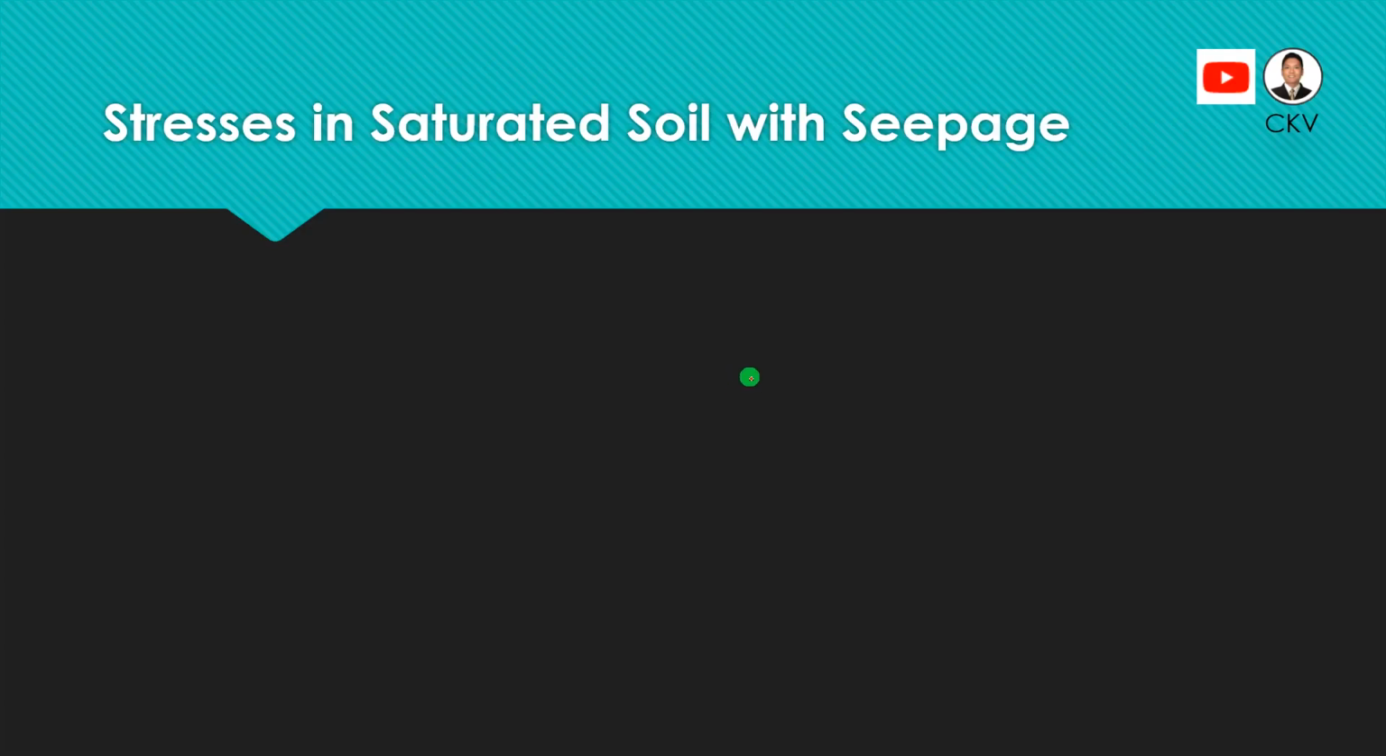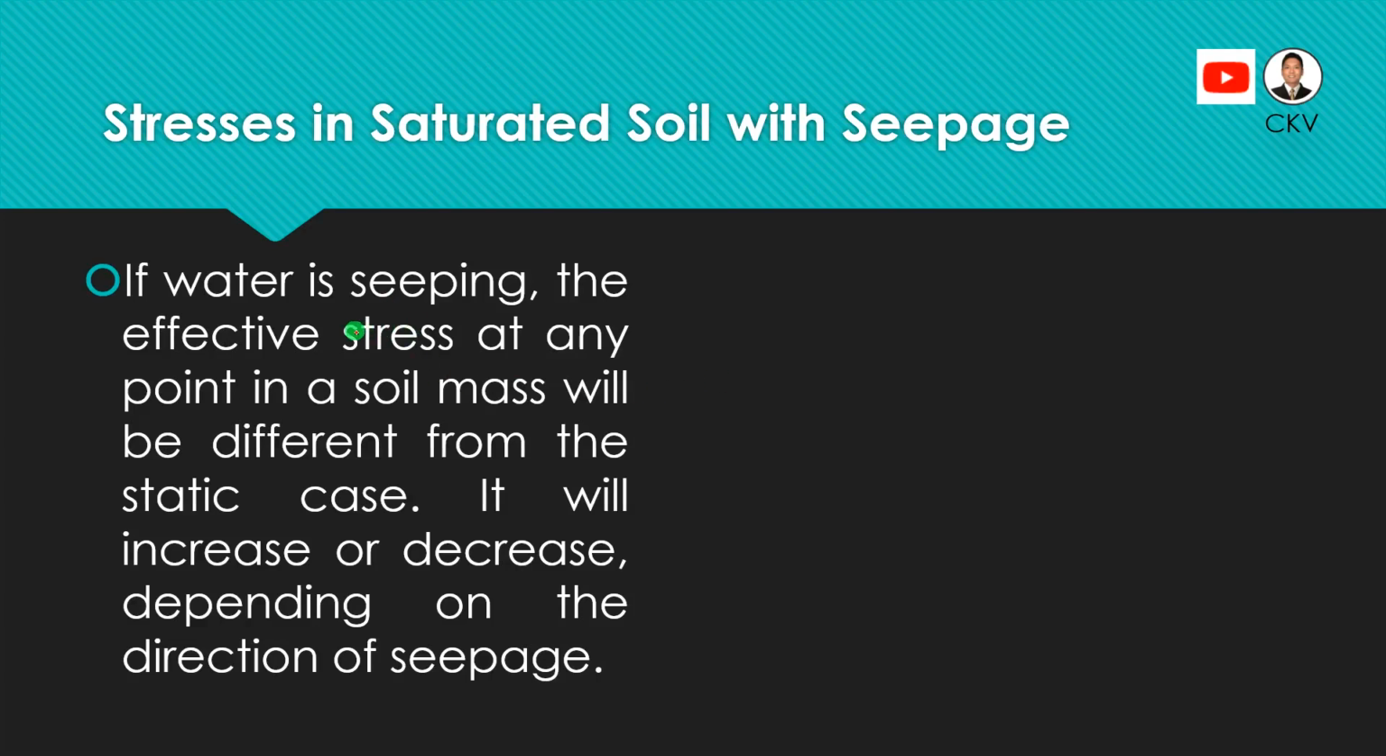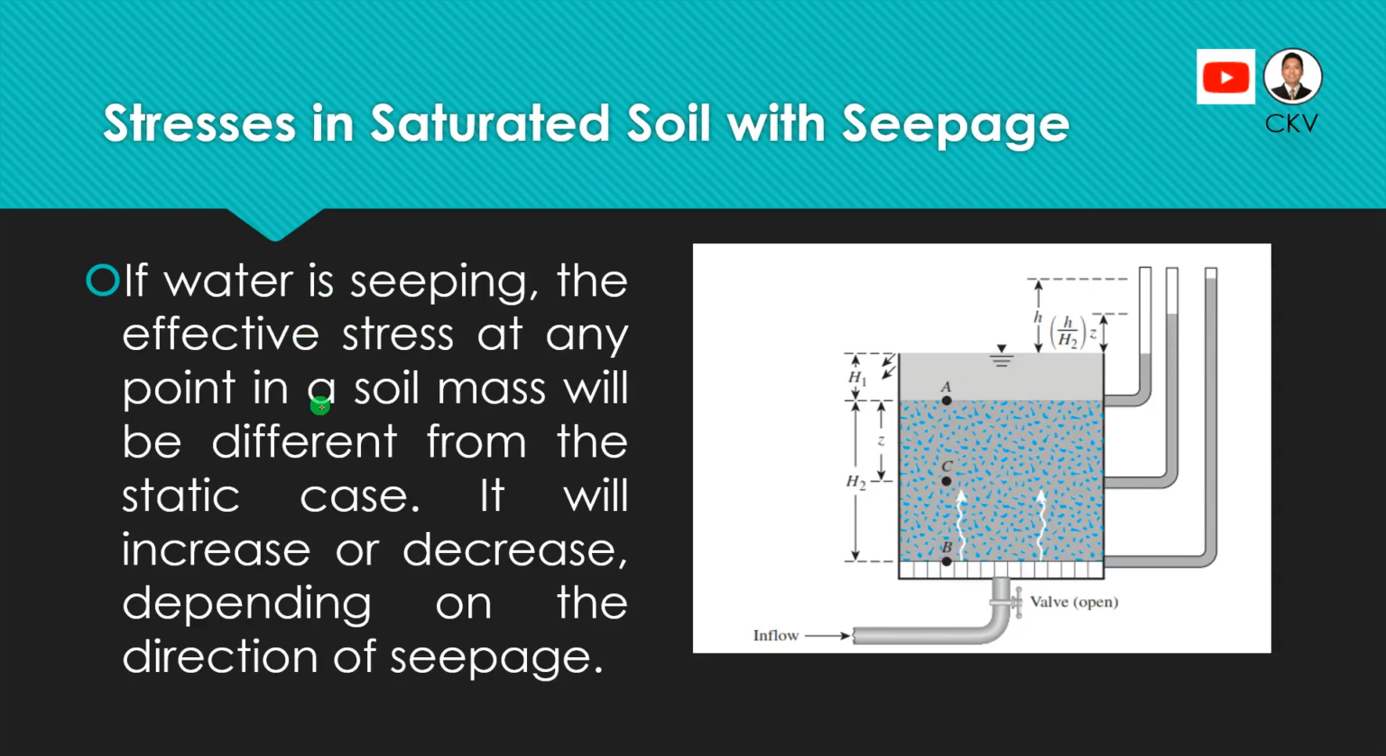So for stresses in saturated soil with seepage, if the water is seeping, the effective stress at any point in a soil mass will be different from the static case. It will increase or decrease depending on the direction of the seepage. So right here we will have inflow or outflow of water underneath the surface of the soil layer. So it's either upward or downward direction. So that may increase or decrease the effective stress at any point on the soil.